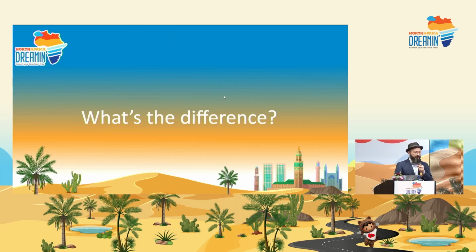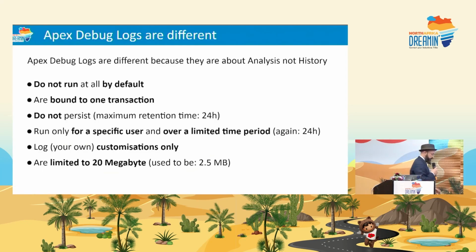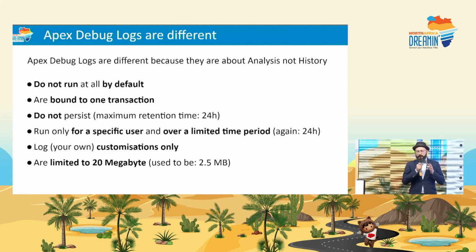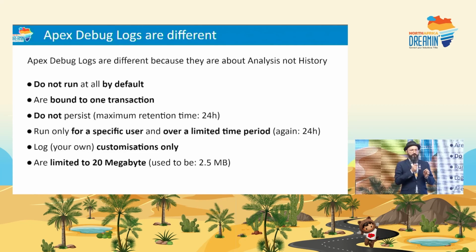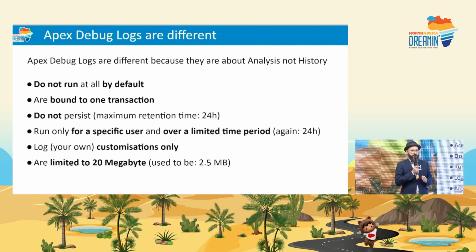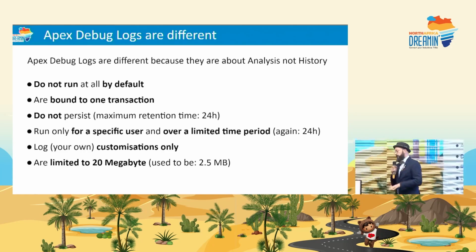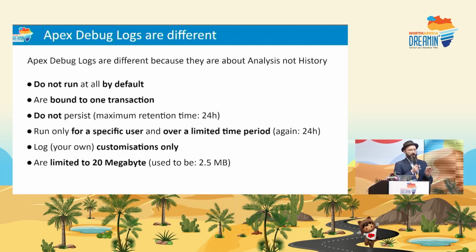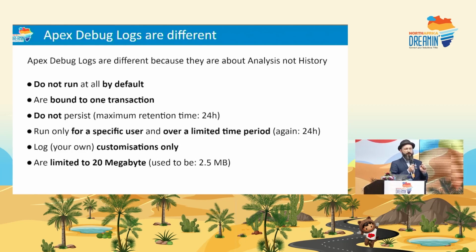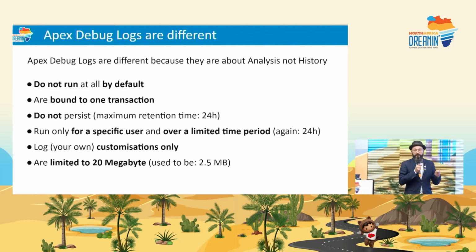What's the difference? Did you see any difference? Not a lot, right? But there are, in fact, lots and lots of differences. Mainly and mostly because logs for web applications are written all of the time. They're being archived automatically in a good system. Now, Apex Debug Logs do not run at all by default. And that is because they consume a lot of your performance, especially CPU time. They are also not running constantly. They're bound to one transaction.